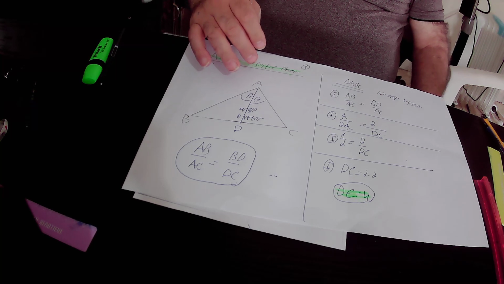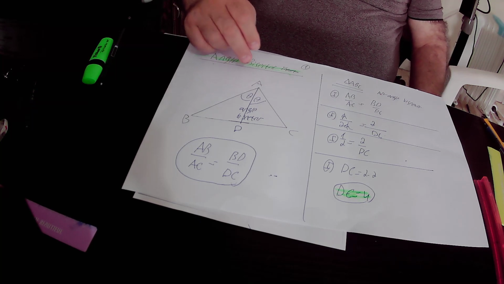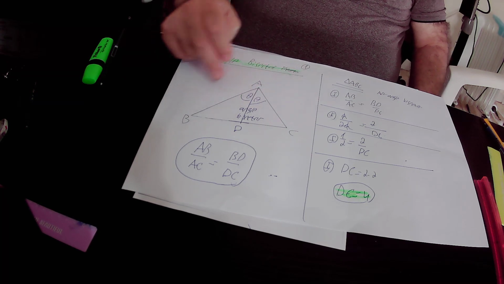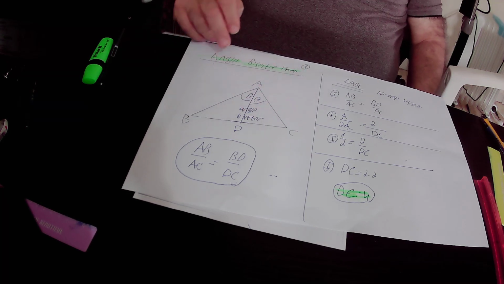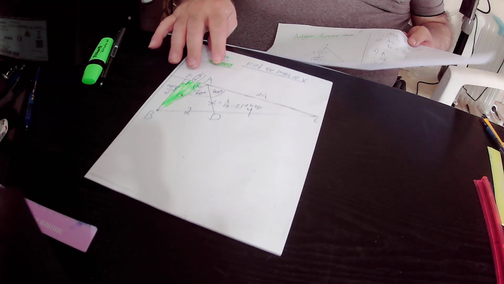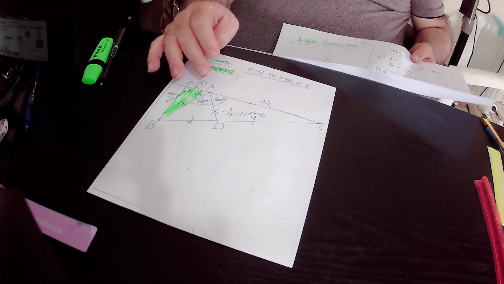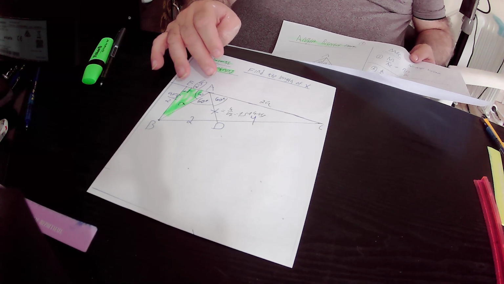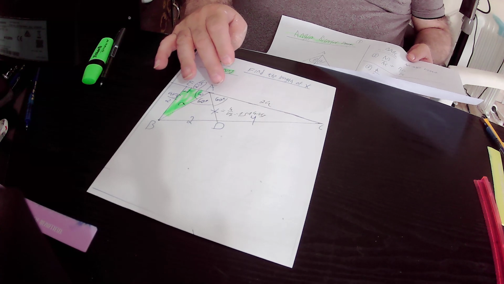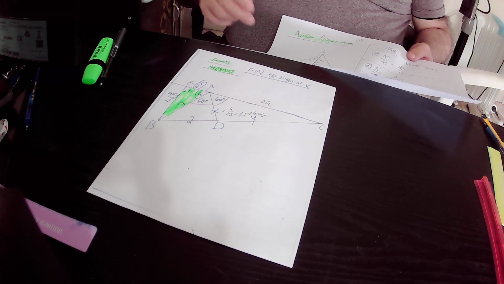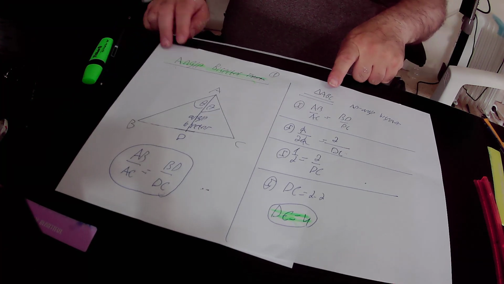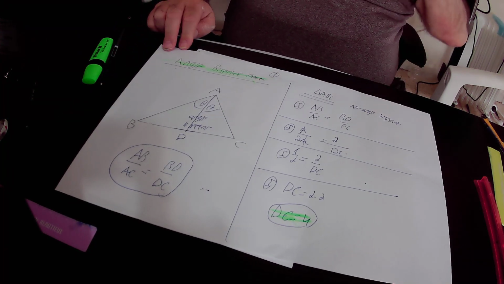According to the angle bisector theorem, the following equation is true: AB over AC equals BD over DC. Again, AB over AC equals BD over DC. We can implement the angle bisector theorem in this triangle ABC because we have AD, the angle bisector of angle BAC, dividing it into 2 halves, each half equal to 60 degrees.